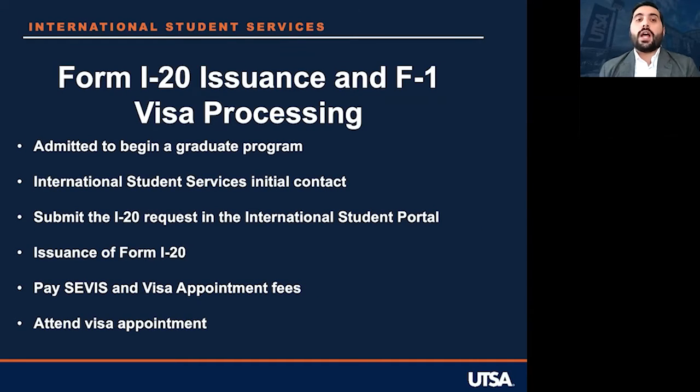So before we start, I do want to mention how the road to get your I-20 or get your visa to arrive to the US goes. First, you get admitted to a graduate program. The next step is we get in contact with you, what we call initial contact or invitation. Then you submit the application for the I-20, we process your I-20, you pay the SEVIS fee, and then you attend your visa appointment. So let's start from the beginning, with getting the initial contact from our department. You can go to the next slide.